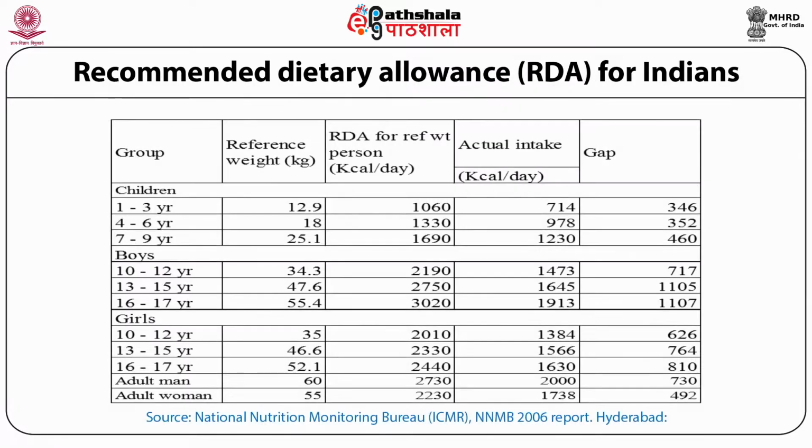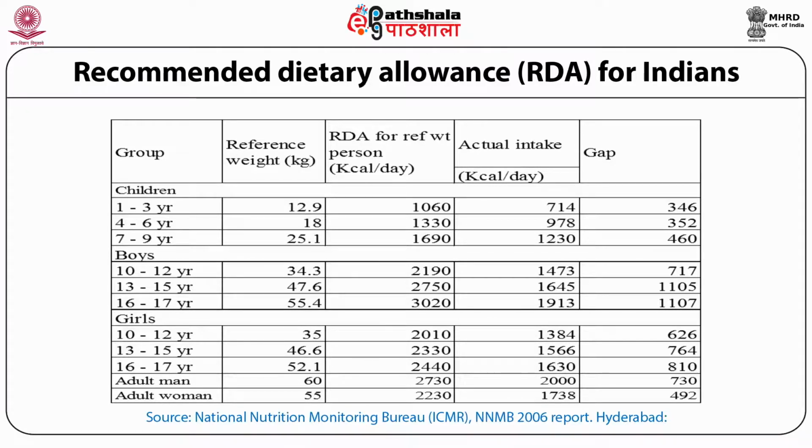This is a table which shows the recommended dietary allowance for the Indians. It shows the different groups of individuals, the children, boys, girls, adult men and adult women, with their reference weight, their recommended dietary allowances for those particular groups, the actual intake of those allowances, and the gap between the recommended and the actual intake. From the table we can see that there is an increase in the recommended dietary allowance with the increase in age among the children. However, there is a gap in the recommended dietary allowance and the actual intake.